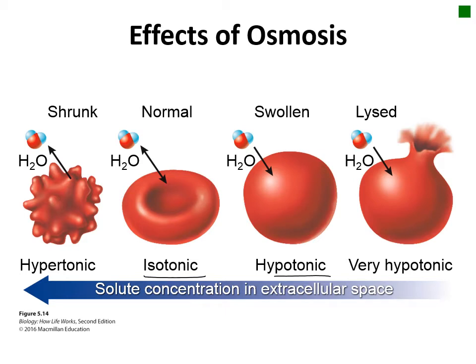The water will enter the cell, causing it to swell and possibly burst. If the cell is placed in an environment with a lower concentration of water, called a hypertonic solution, then water will leave the cell and it will shrivel. The cell cannot function properly in a swollen or shriveled state, so it is important to be able to determine if an environment is hypertonic or hypotonic.